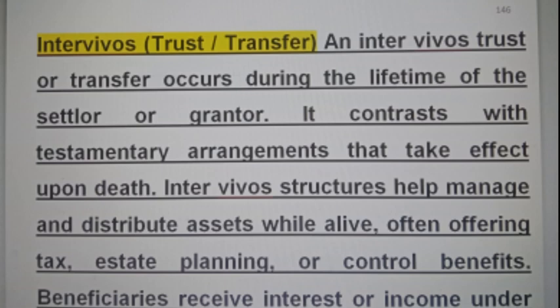The next term is inter vivos trust or transfer. An inter vivos trust or transfer occurs during the lifetime of the settlor or grantor. It contrasts with testamentary arrangements that take effect upon death.